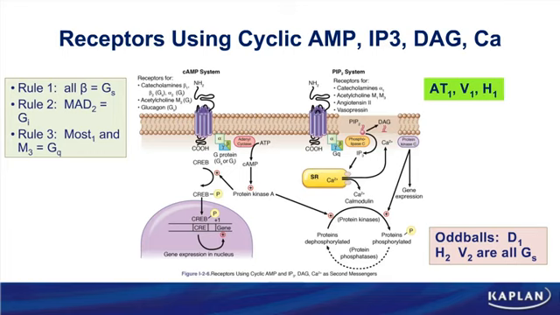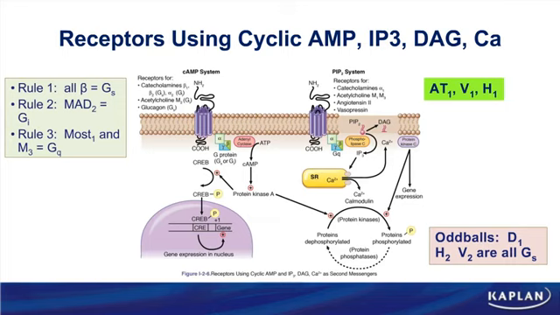Rule number 3 says most of my sub-1s and muscarinic M3s are GQ. Let's look at some examples of the sub-1s. Obviously, alpha-1, M1. The angiotensin II receptor is called AT1. It's always a little confusing. AT1 is an abbreviation for the angiotensin II type 1 receptor, and that, of course, is GQ coupled. The vasopressin V1 receptor, that's GQ, and the histamine H1 receptor, that's also GQ. So most sub-1s and M3s are GQ.